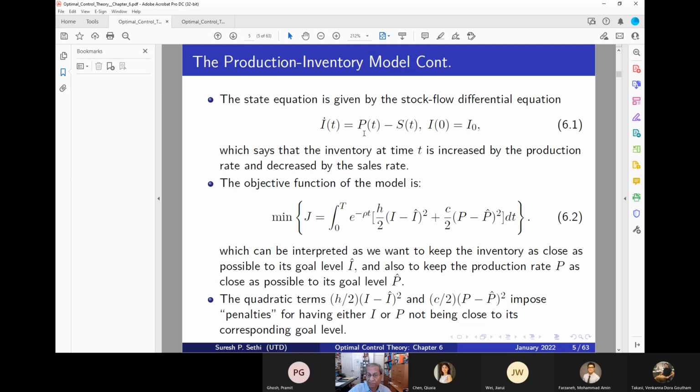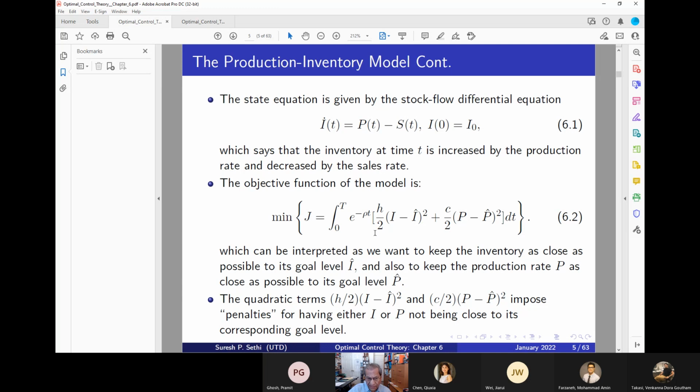So I dot is production minus demand, with initial inventory I0. This is just the stock-flow equation, an accounting bookkeeping equation, which says inventory at any time increases by production and decreases by the sales rate.